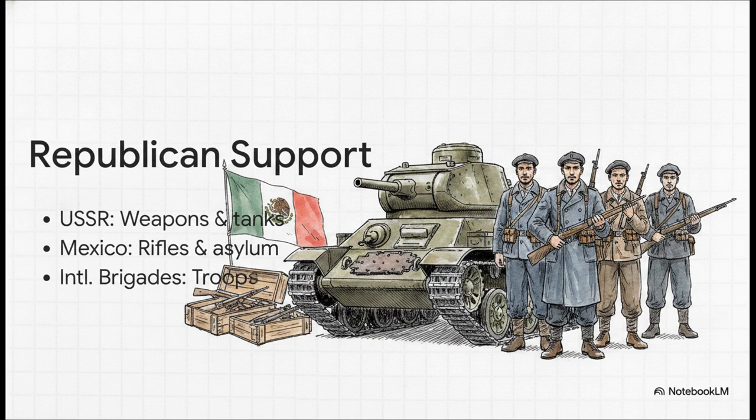Mexico also offered steadfast support, sending tens of thousands of rifles and providing civilian asylum for refugees. Plus, the Republic was bolstered by the famous international brigades. We're talking about tens of thousands of volunteers from France, the United States, and across Europe who traveled to Spain out of a deep ideological commitment to fight the rise of fascism. You might even recognize the names of some of these volunteers, for sure, like writers George Orwell and Ernest Hemingway.